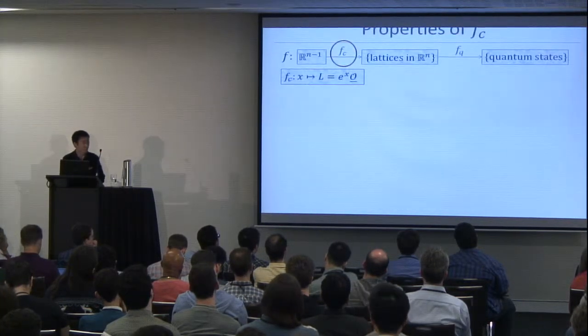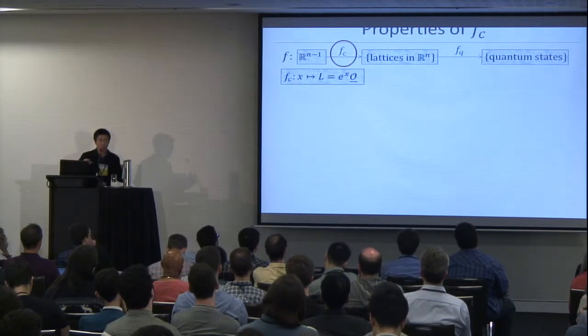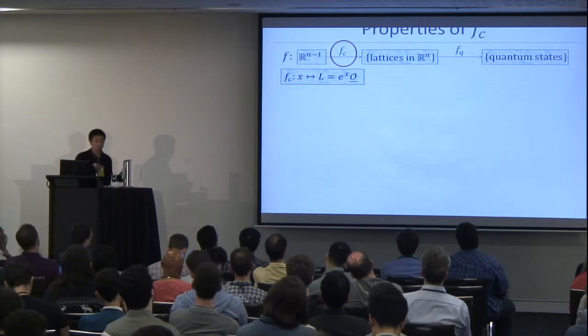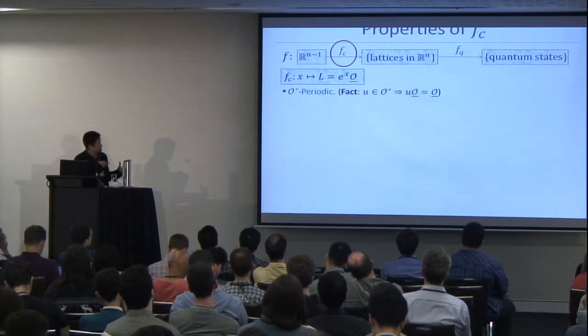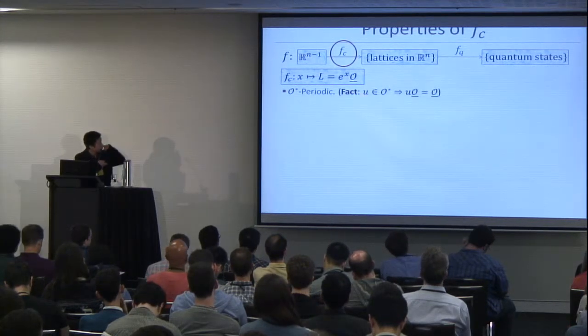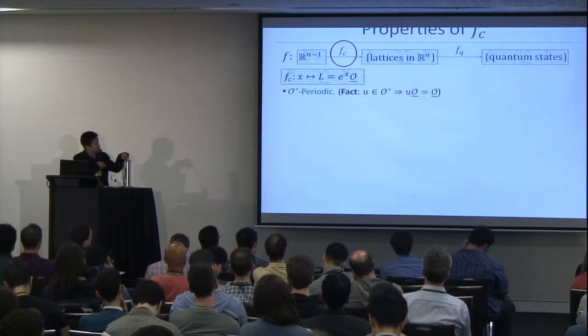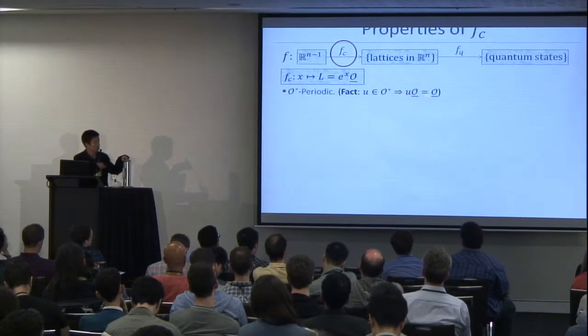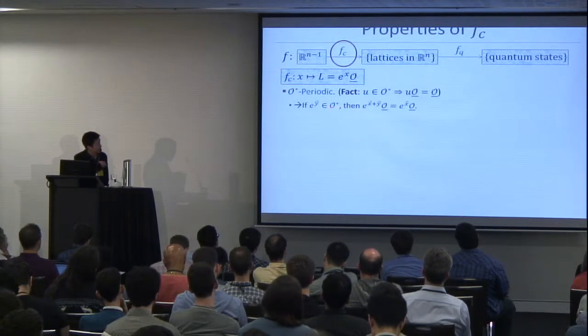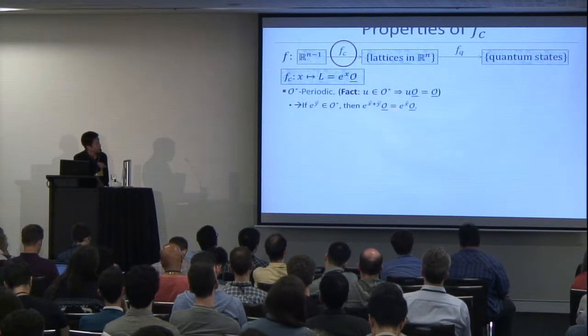Okay, hopefully you get the basic idea of the function f sub c. And actually it already has very nice properties. First, it's periodic over the unit group. This comes from the fact that if we transform O underline by a unit, we still get O underline. So if an input vector y corresponds to a unit, then the output lattice on x plus y will be the same as the output lattice on x.